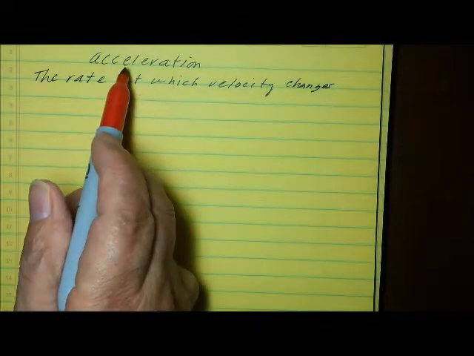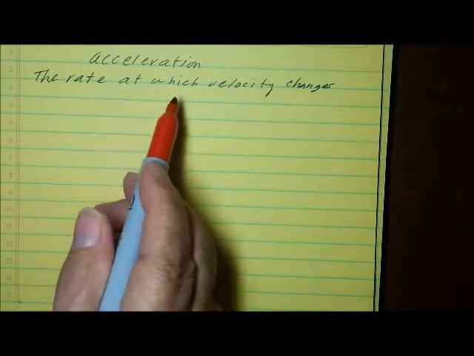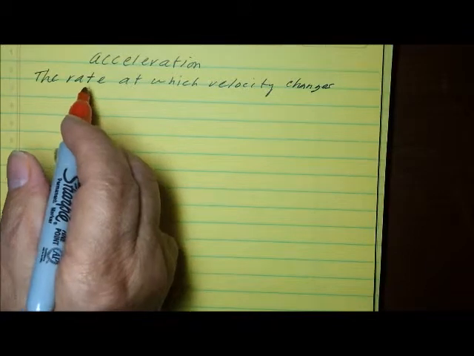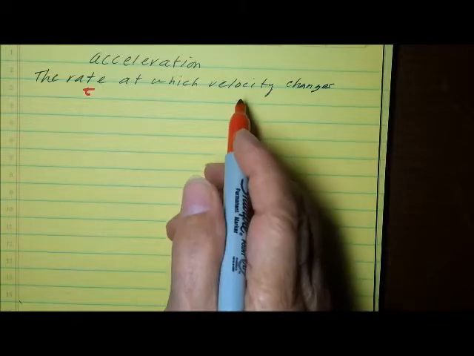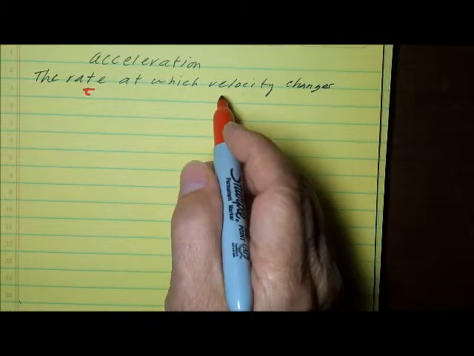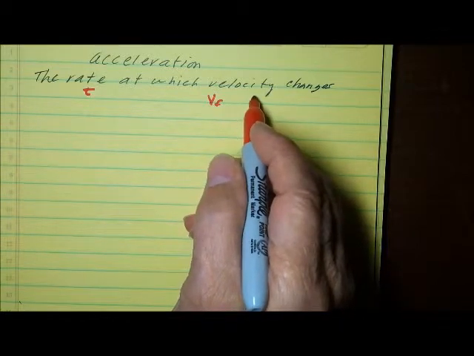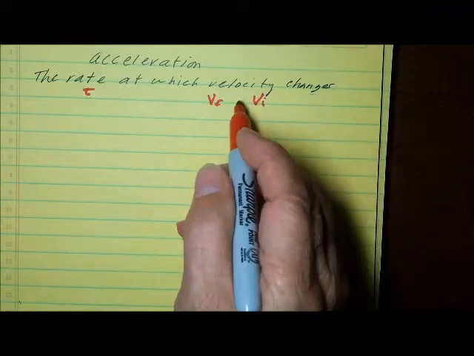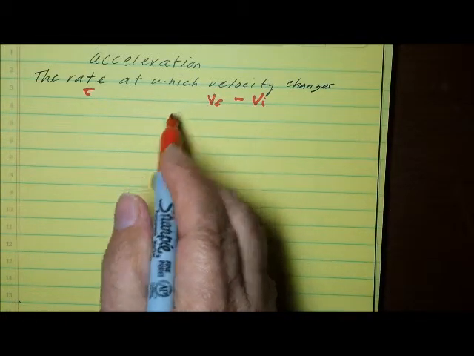We're going to talk a little bit about acceleration. By definition, acceleration is the rate at which velocity changes. So it works like this. We know that when we find the rate of something, we're going to be dividing it by time. What's going to change is the velocity, so we're going to have to use two different velocities: a final velocity and an initial velocity, a beginning velocity. We're going to see how they change. That means we're going to subtract them. So right in this definition, we have the equation for acceleration.